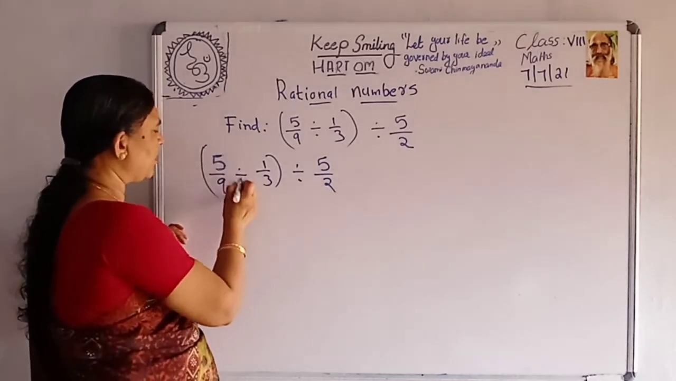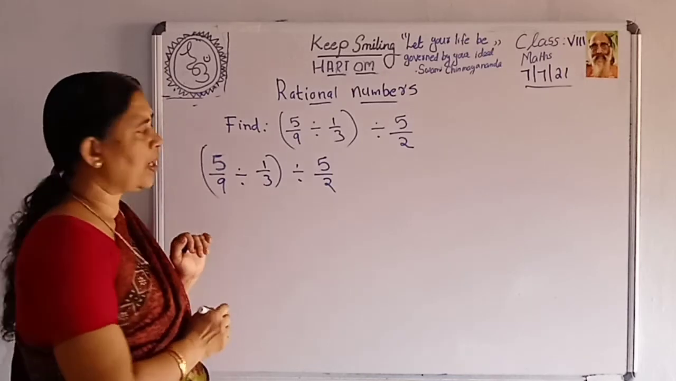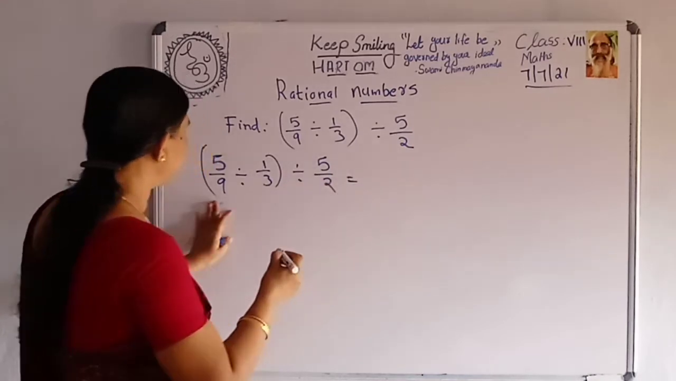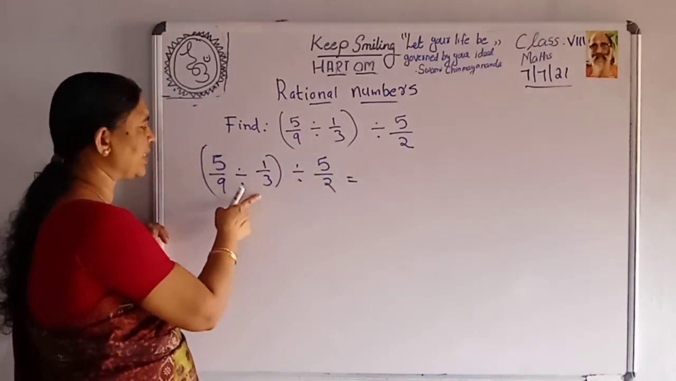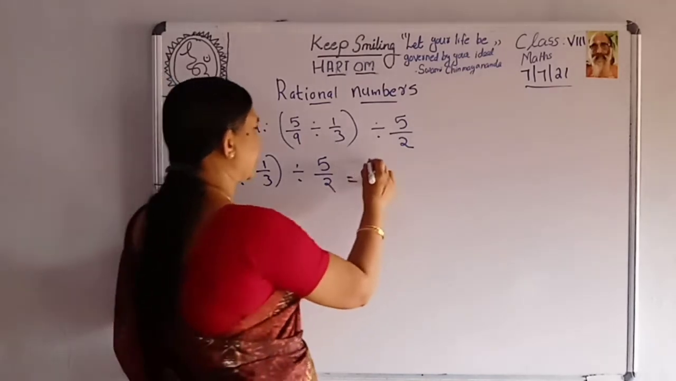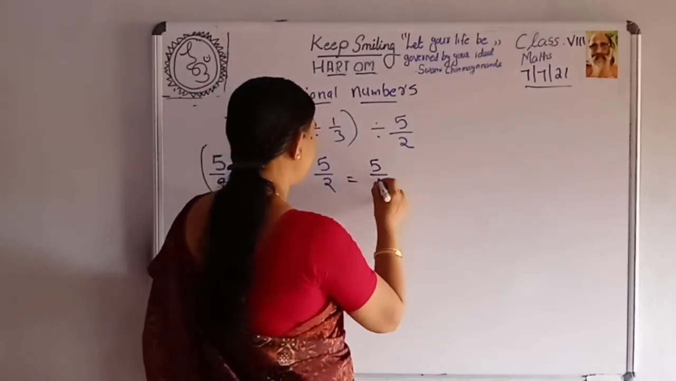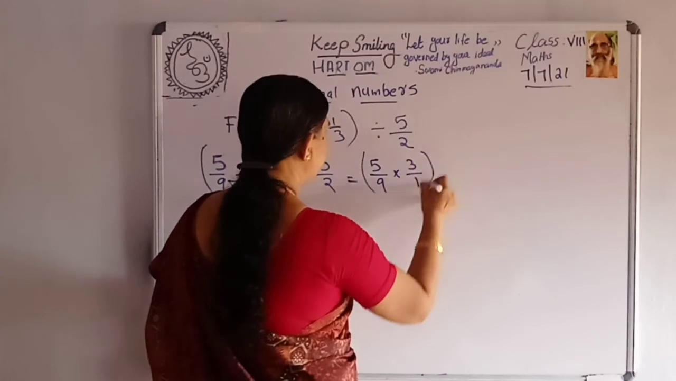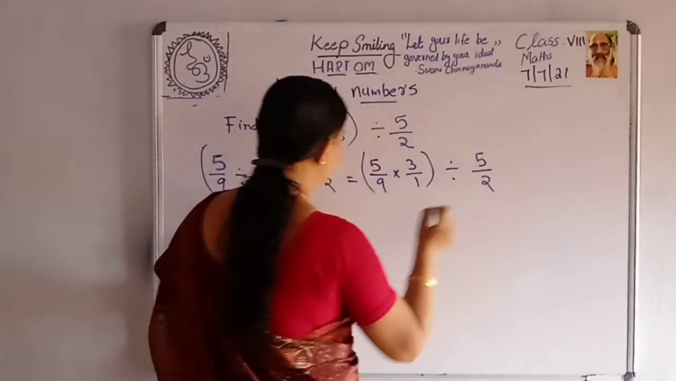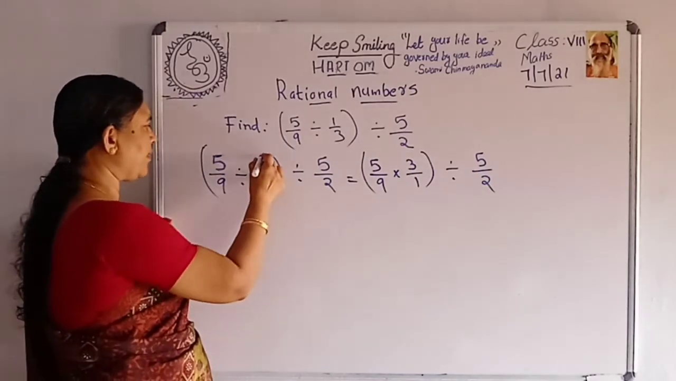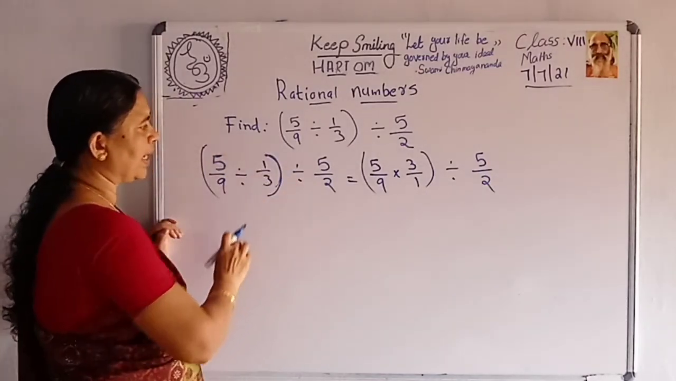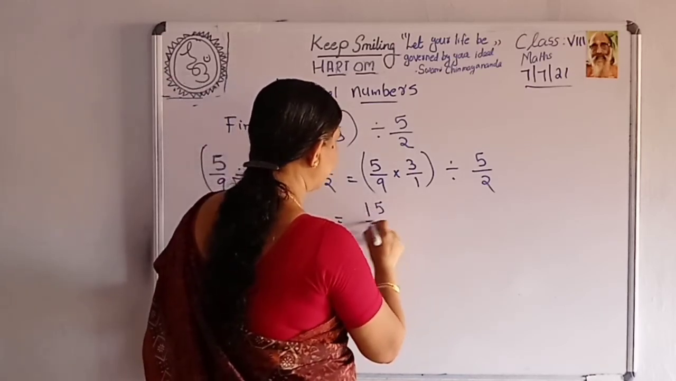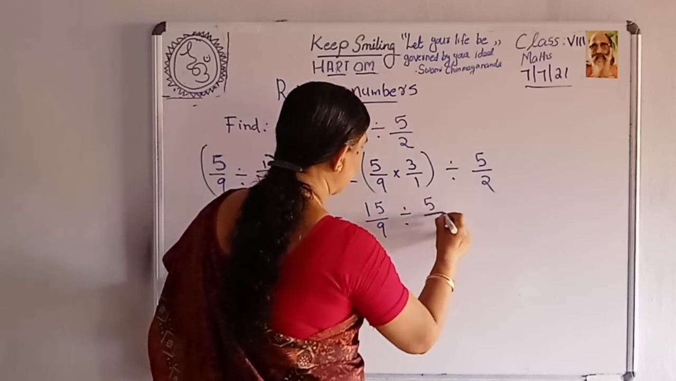To divide 5 by 9 by 1 by 3, Madam Mechu, what do you do? We take the reciprocal of the divisor. What is the divisor? The divisor is 1 by 3. What is the reciprocal of 1 by 3? 5 by 9 into 3 by 1, that is then divided by 5 by 2. So first we simplify the bracket. 5 by 9 divided by 1 by 3 is equal to 5 by 9 into 3 by 1 divided by 5 by 2. Then 5 into 3 is 15. That is 15 by 9 divided by 5 by 2.